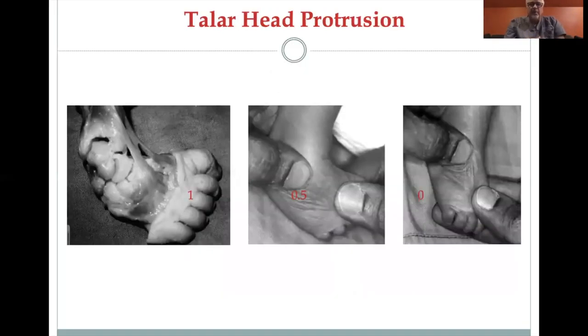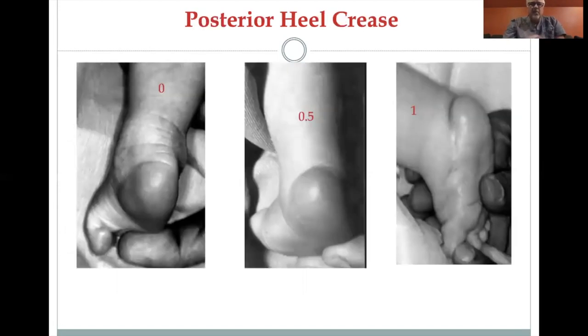Lateral talar head protrusion: you can almost see the lateral talar head sticking out of the side of the foot laterally. That's a 1. If you have to kind of feel for it, and it's not as obvious visually, that's a 0.5. And a 0 is where you have a neutral position of the subtalar joint. The talar head is more within the ankle mortise, like it's supposed to be. Posterior heel crease, as we get to the hind foot, is similar to the medial heel crease. 0 is no crease, 0.5 is a very superficial crease, and 1 is a deep crevice.